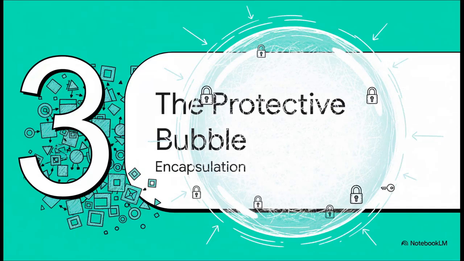Okay, so now we can imagine having all these different objects in our program, all interacting with each other. But you can see how, in a really big, complex system, that could get messy. I mean, really chaotic, fast. We need a way to keep things organized and safe. And that brings us to our next big idea: encapsulation.